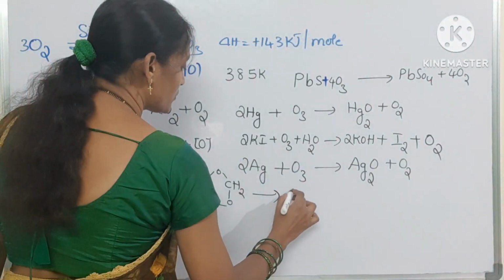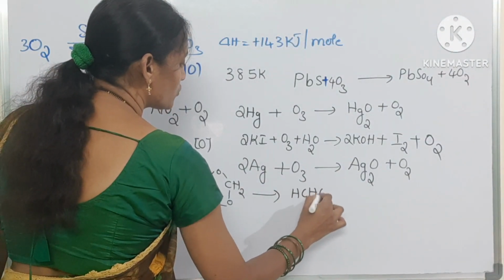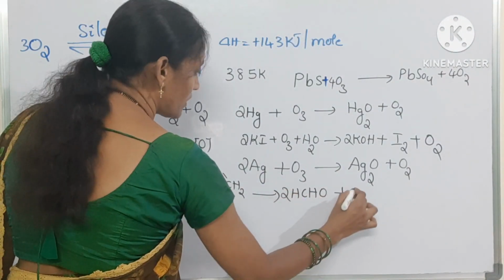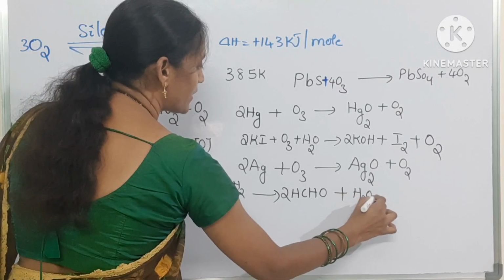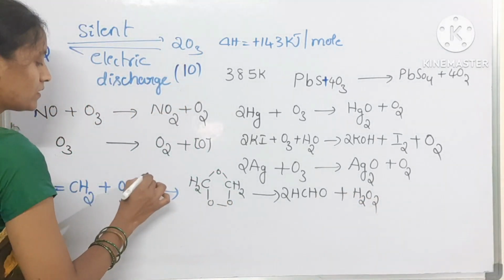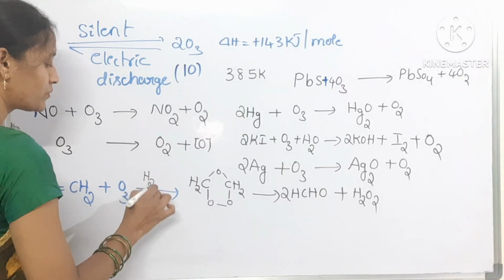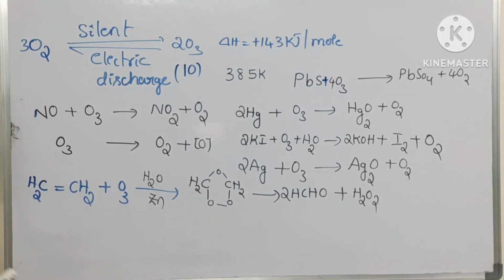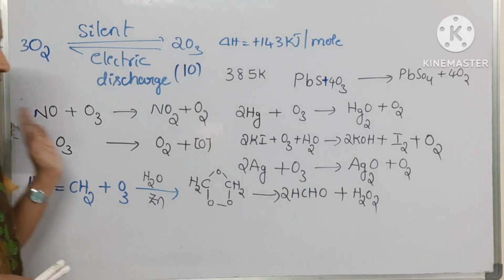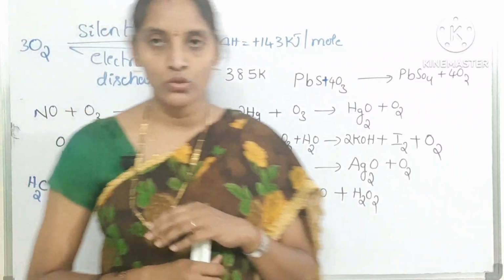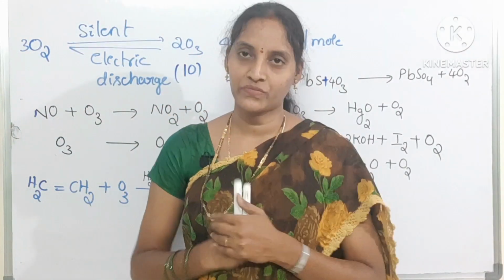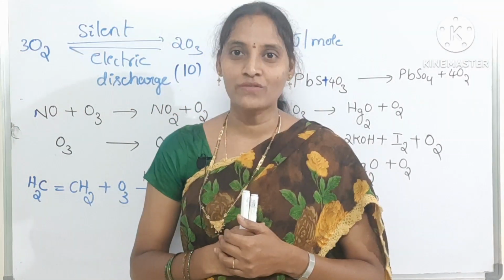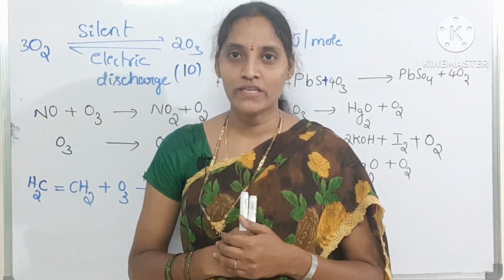Then it will decompose into formaldehyde. 2 moles of formaldehyde will form, and also hydrogen peroxide. This is the hydrolysis in presence of zinc dust as a catalyst. Okay, these are the oxidizing reactions of ozone. This is about ozone, and then we will go to sulfur, allotropic forms of sulfur and oxides of sulfur.